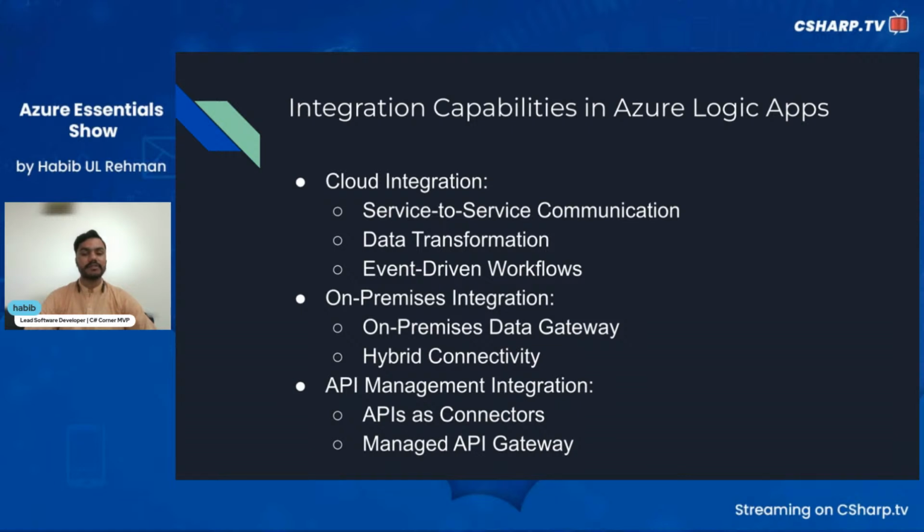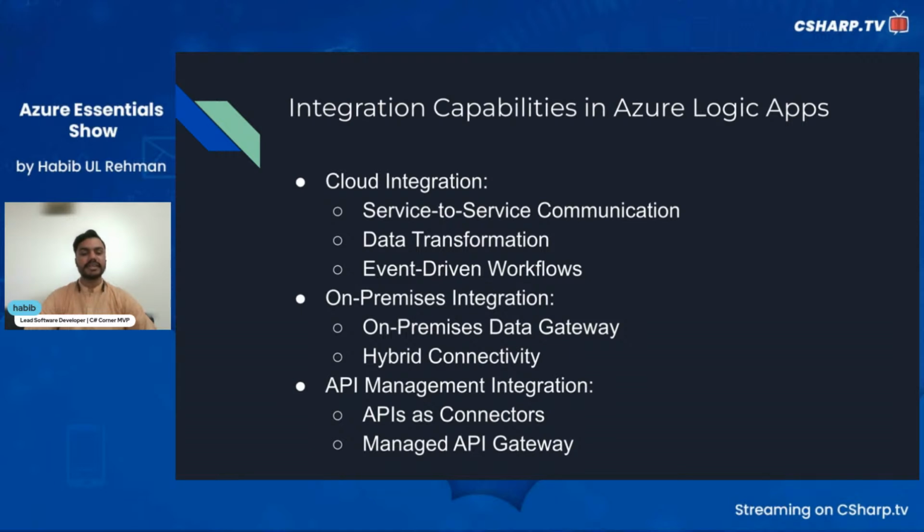Next, we have on-premises integration. The on-premises data gateway allows secure integration with on-premises data and services. For example, you have your own application or your own SQL Server database and you want to communicate with that. So you can use the on-premises data gateway for those hybrid integration scenarios. We also have hybrid connectivity, which facilitates workflows that span both on-premises and cloud environments, supporting scenarios like data synchronizations and file transfers. And at the end, we have API management integration.